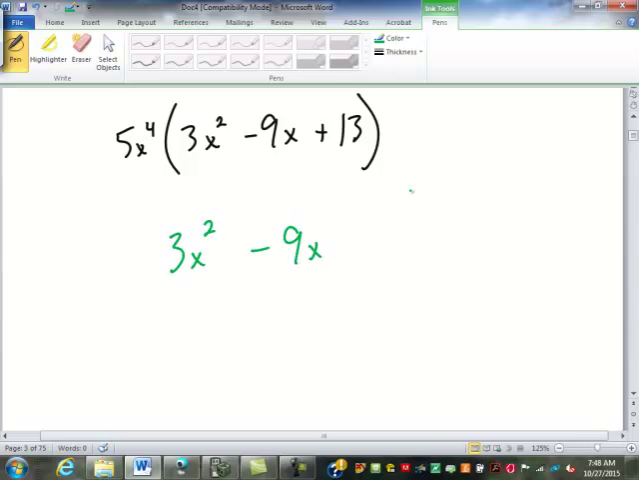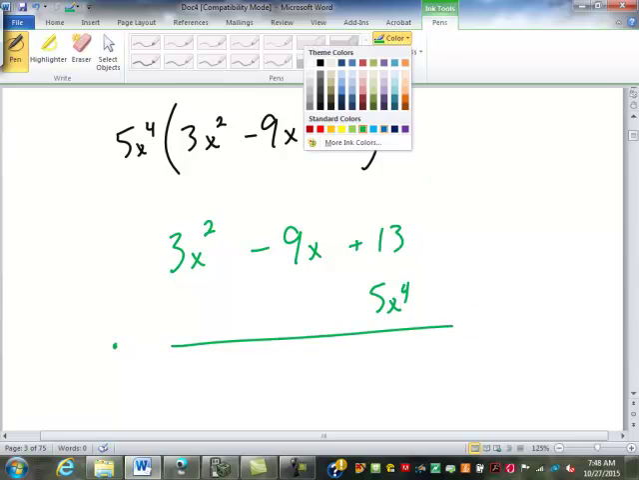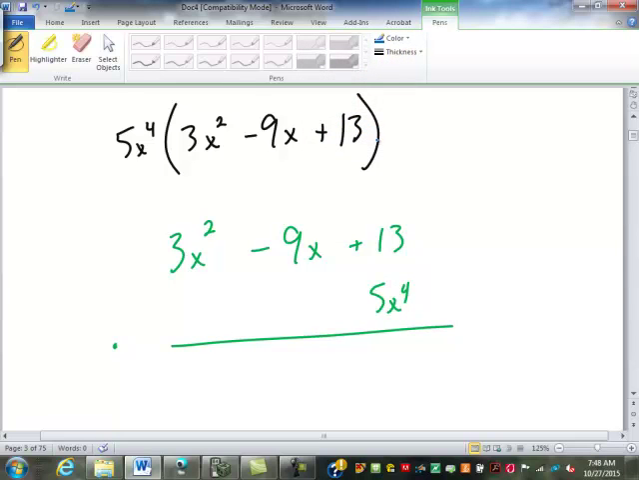So here we're going to have the 3x squared minus 9x plus 13 times 5x to the 4th. Again, I don't have to line up that x to the 4th under anything in particular, because when I multiply, we don't need the same names. So now we have 5x to the 4th times 13 is 65x to the 4th. Now it's positive, so I'm going to put a plus in front of it. I have to have a symbol that links it to the next term.